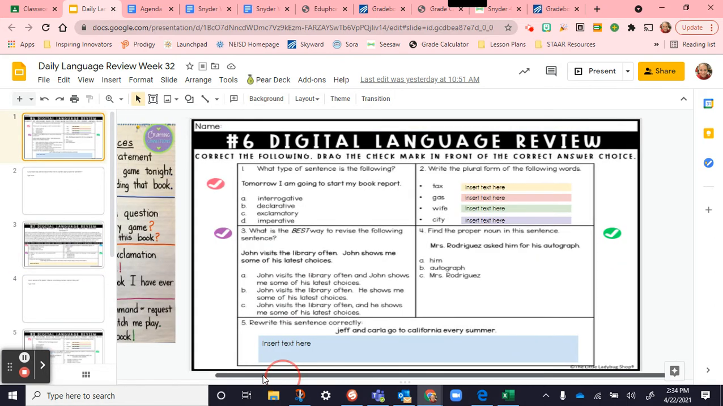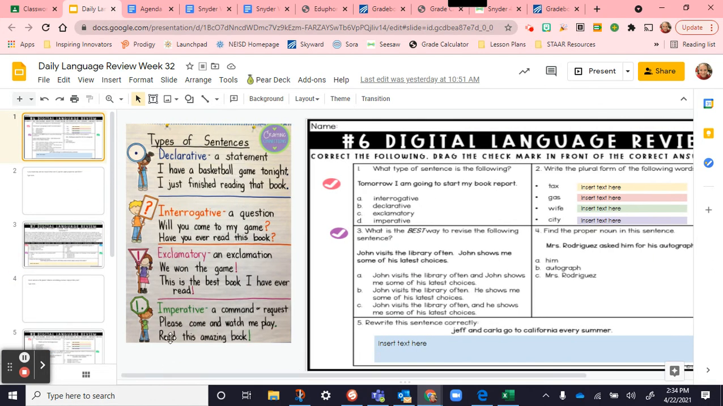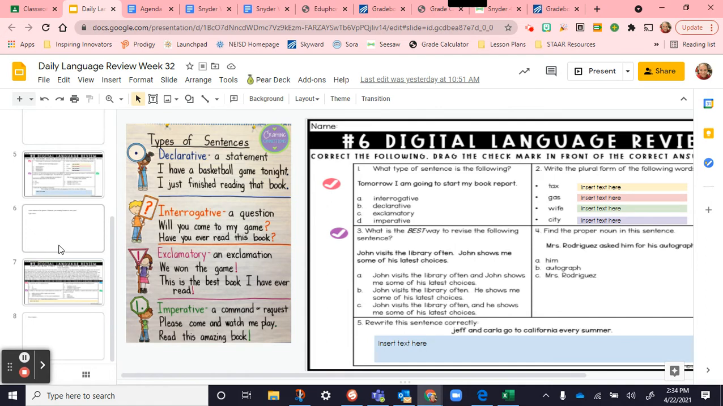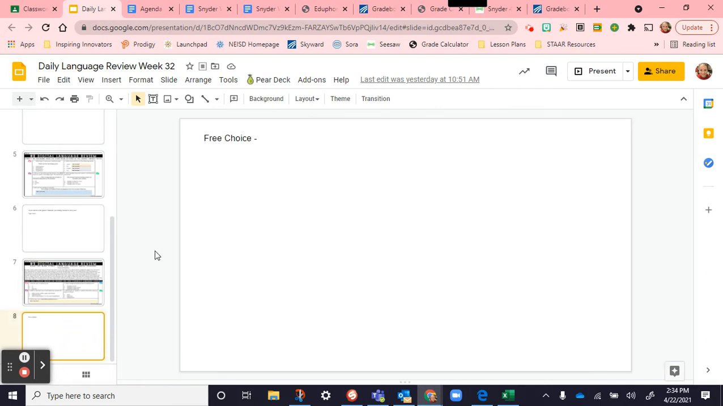I think, let me see if it's still on here. You can go up here to this anchor chart. So an imperative is a command or request. And so here's some examples. Don't use these. Come up with your own, either a command or request. Make sure your punctuation is correct, your capitalization, and make sure it's a complete sentence.